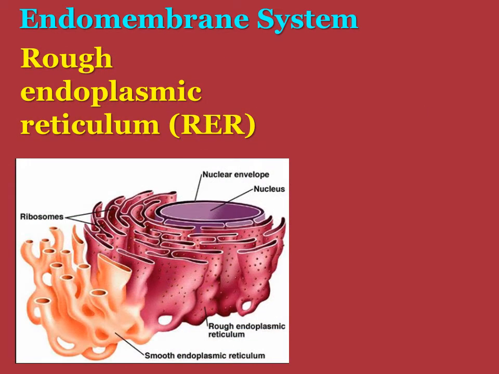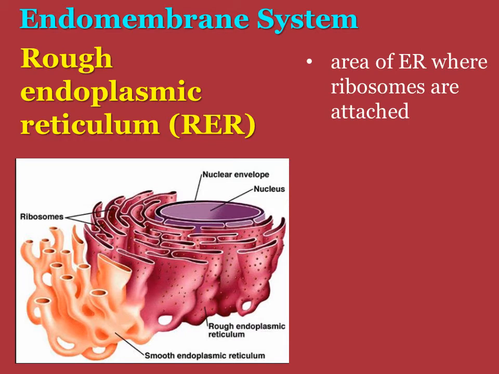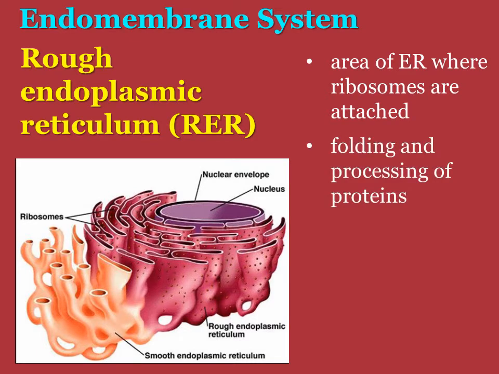The endoplasmic reticulum, continuous with the nuclear envelope, contains ribosomes. This part is called rough endoplasmic reticulum or RER. The RER appears to have bumps on it. Its interior consists of sac-like structures called lumen, where folding and processing of proteins occur.